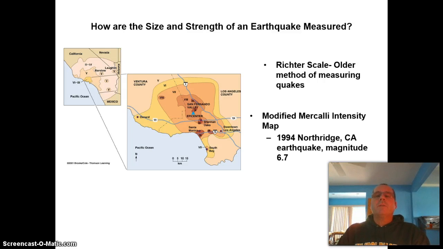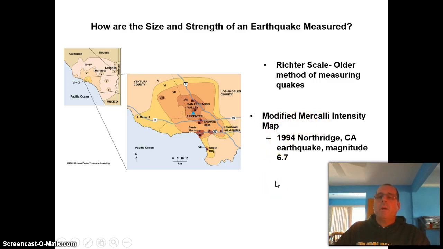How about size and strength? You always hear it's 6.7 on the, and they're probably saying just a 6.7 earthquake. They're not really saying Richter scale. That's the old method. So if we look up here, you may have heard Richter scale. That's old. We don't use that anymore. We use this modified Mercalli method right here.